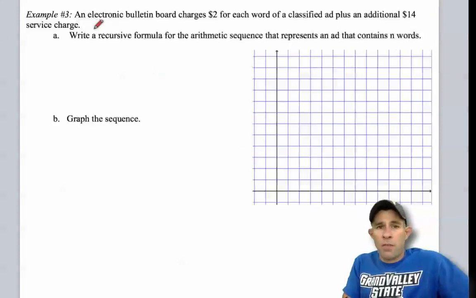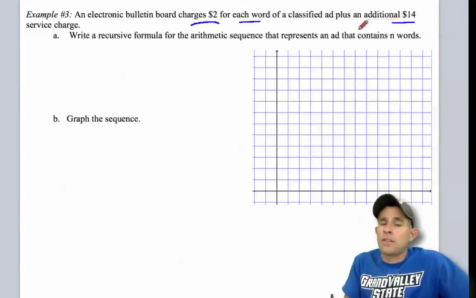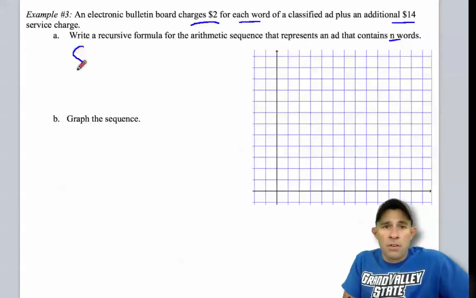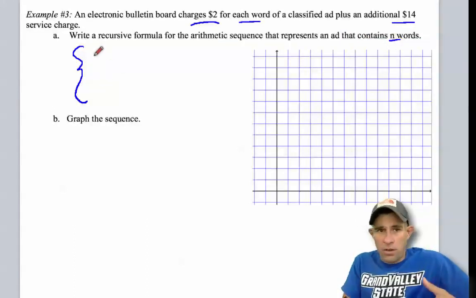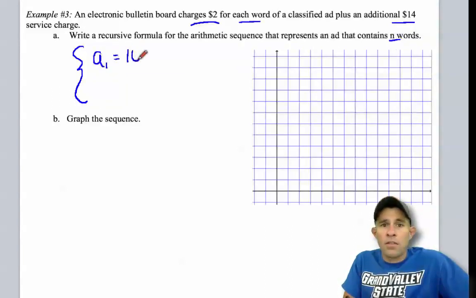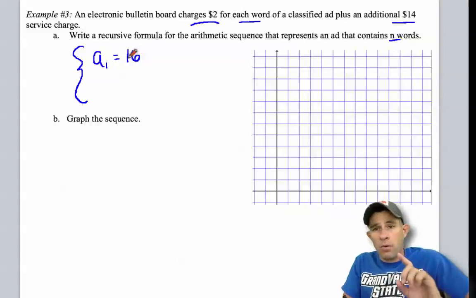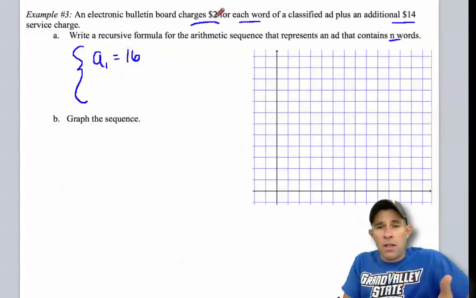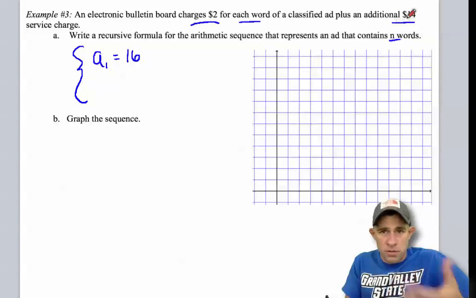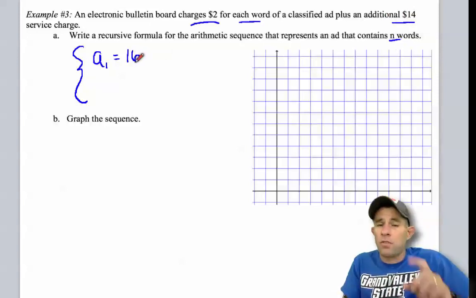Okay, we're back for example number 3. It says an electronic bulletin board charges $2 for each word of a classified ad plus an additional $14 service charge. We want to write a recursive formula for this arithmetic sequence that represents the ads that contain n words. So keep in mind your recursive formula usually starts off with the first term. A sub 1 in this case is going to be the value of 16. That's where n, the number of words, is 1. It's $2 plus the $14 service charge. So 16 is our total cost for one word.